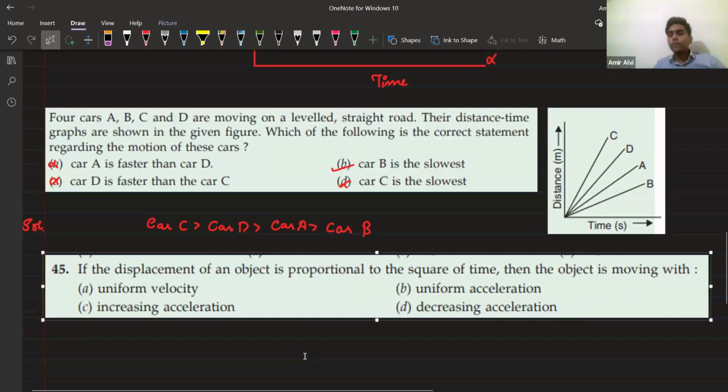If the displacement of an object is proportional to the square of time, then the object has: uniform velocity, uniform acceleration, increasing acceleration, or decreasing acceleration. Please बताओ. Sarah, Farhan, Ayan, and Sarah Khan.